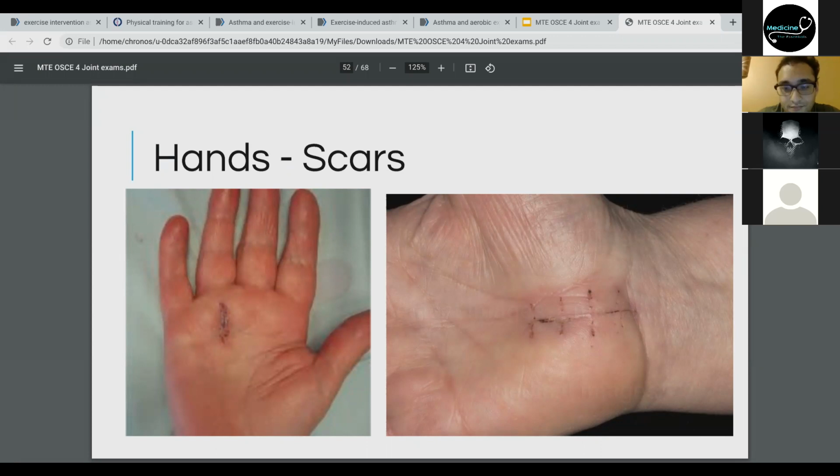Someone's written surgery. Great, excellent. Can you be more specific? Someone's written carpal tunnel release. Trigger finger release, someone's written. Yeah, perfect. So this is a trigger finger release. So it's going to be fairly close to the knuckle.